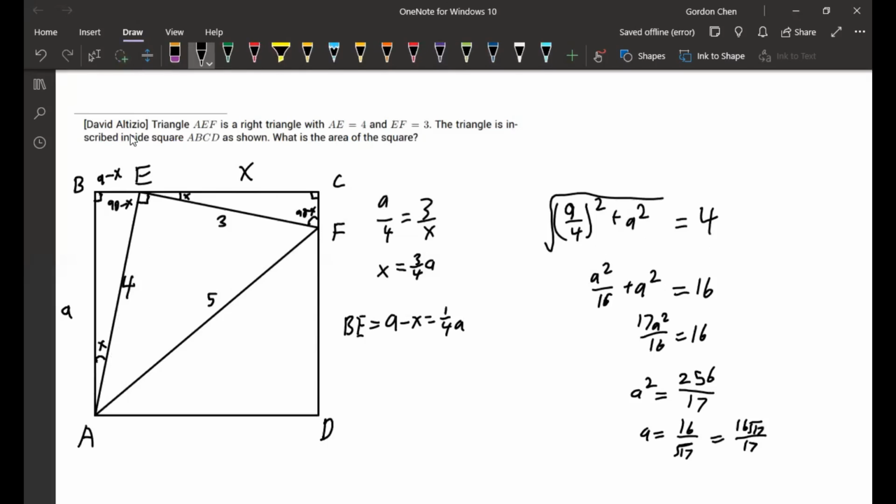We take the square of both sides, and so we have A squared over 16 plus A squared equals 16. And then adding the left-hand side, we have 17A squared divided by 16 equals 16. And from here, we just get rid of the denominator and the fraction in total. And we have the answer of A squared equals 256 over 17. And the side length is this, but that's not important. All right, so that's the end.